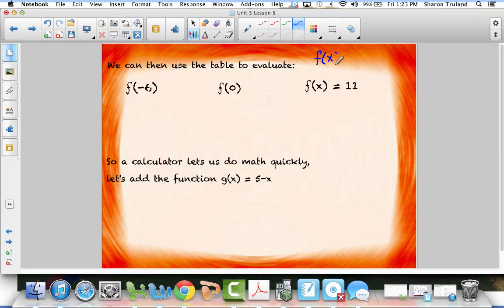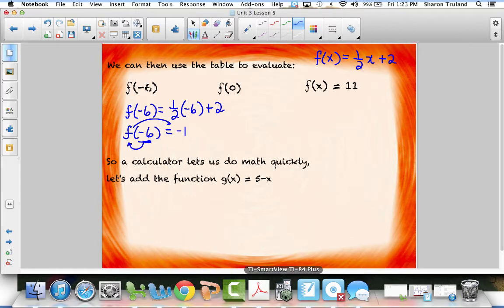So if we remember, our function is 1/2 x plus 2. Well, we could do this the long way. We could have put -6 in. When I put -6 into function f, this function tells me to take half of -6 and then add 2. Half of -6 is -3. -3 plus 2 is -1. So this is saying when I put -6 into my function, the answer is -1.